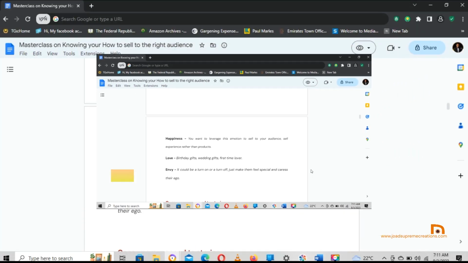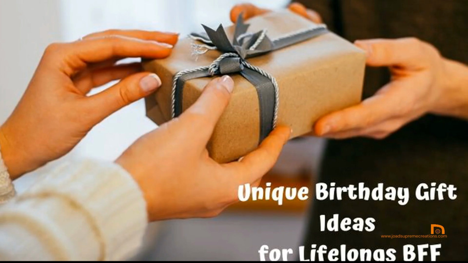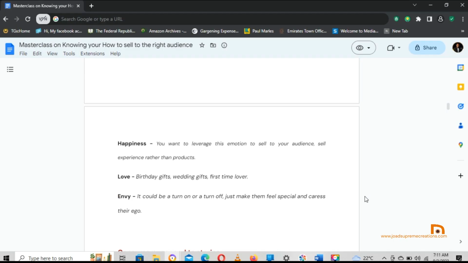Then if it is love, to leverage love is also very important and it is also key. So birthday gift, wedding gift, first time lover, Valentine period, all of these are emotions that you can leverage in order to sell to people. Envy also, so it could be a turn on or a turn off. Just make them feel special and caress their ego.